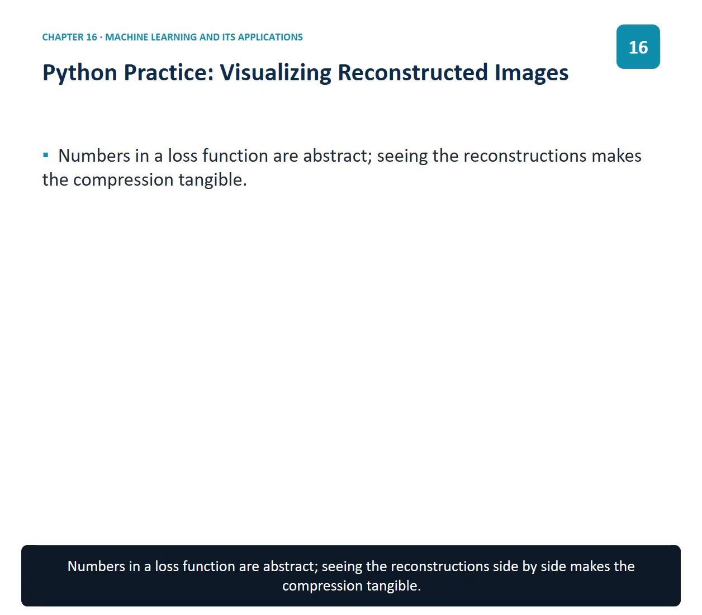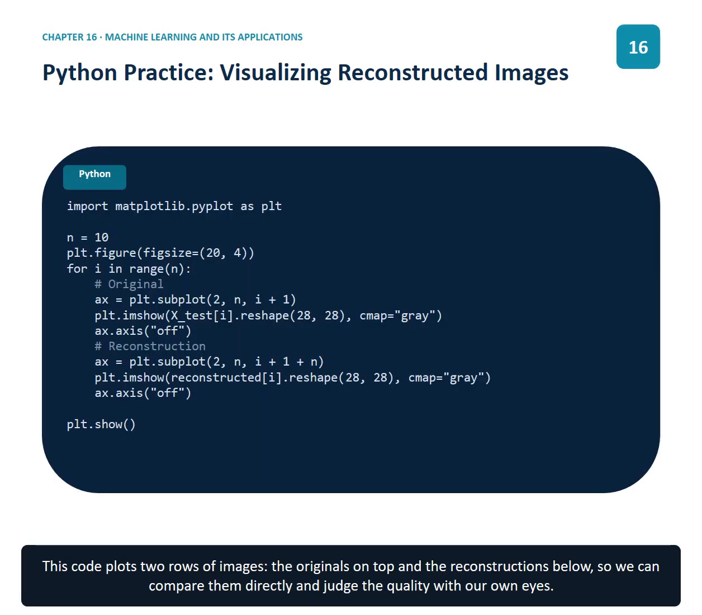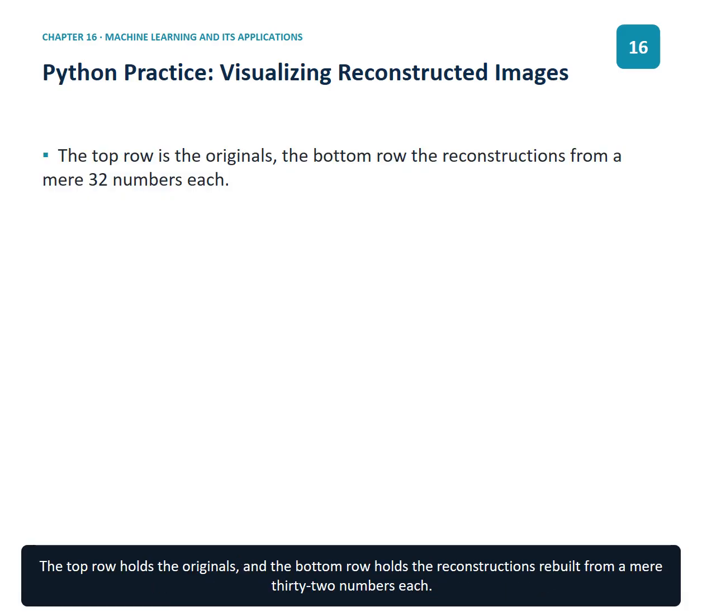Numbers in a loss function are abstract. Seeing the reconstruction side by side makes the compression tangible. This code plots two rows of images, the originals on top and the reconstructions below, so we can compare them directly and judge the quality with our own eyes. The top row holds the originals, and the bottom row holds the reconstructions rebuilt from a mere 32 numbers each.